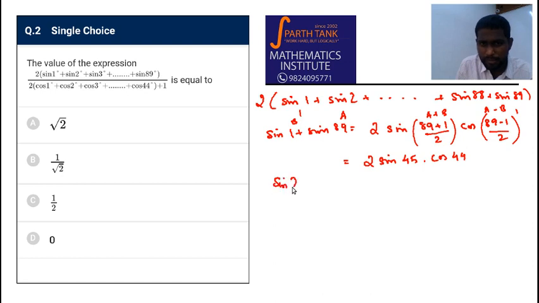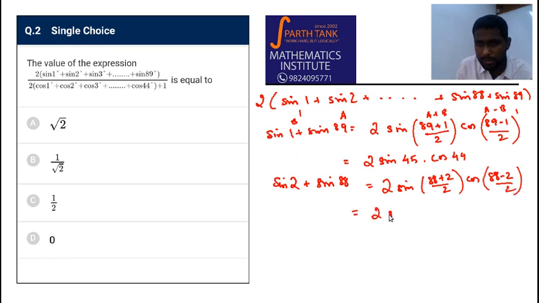Just to illustrate this further, let us try sine 2 plus sine 88. The same way it becomes 2 sine of (88 plus 2) by 2, cos of (88 minus 2) by 2. So this is again 2 sine 45 cos 43. Now substitute it in this bracket, 2 into 2 sine 45.